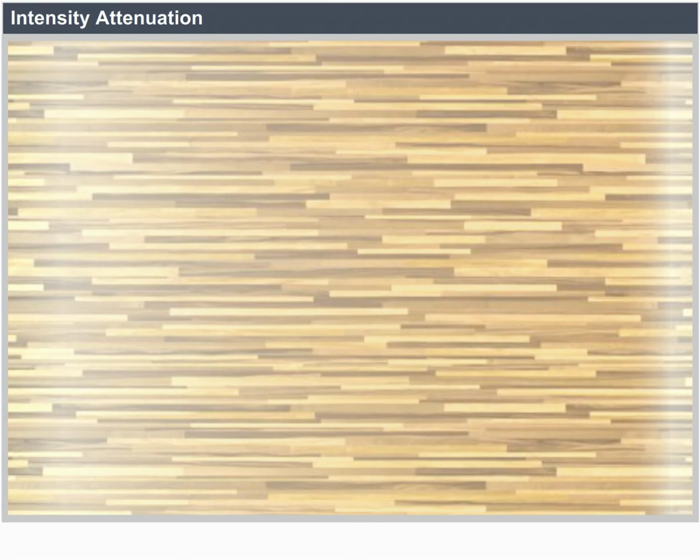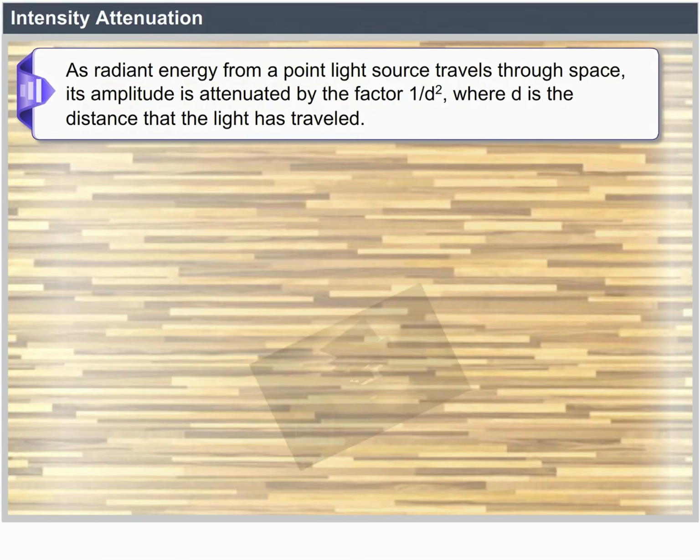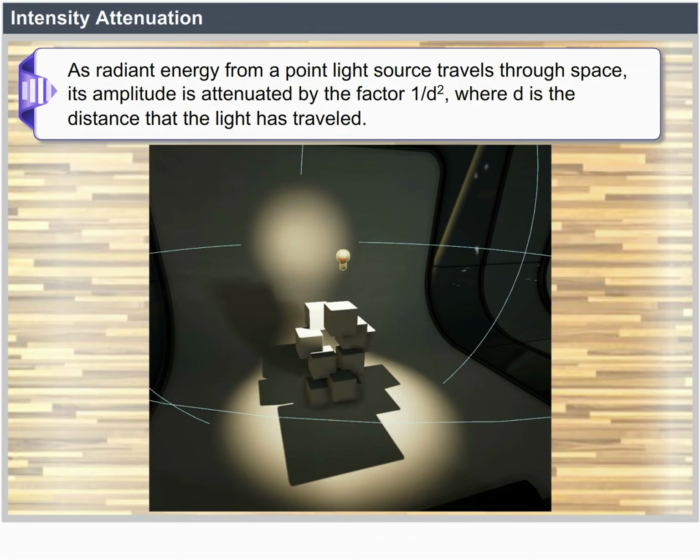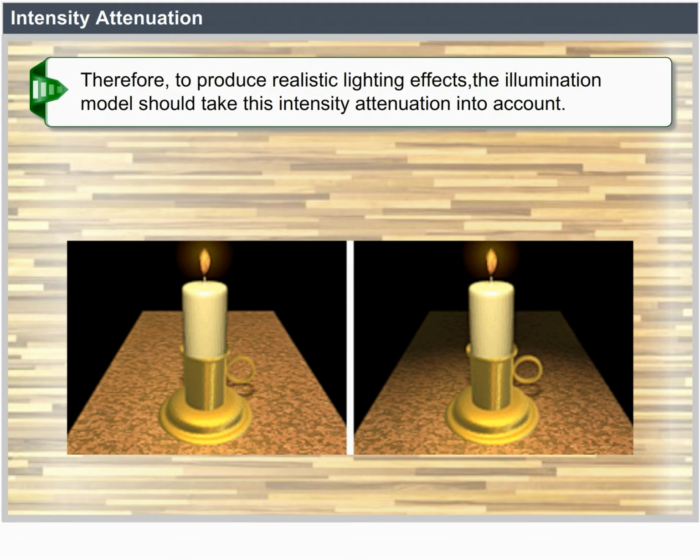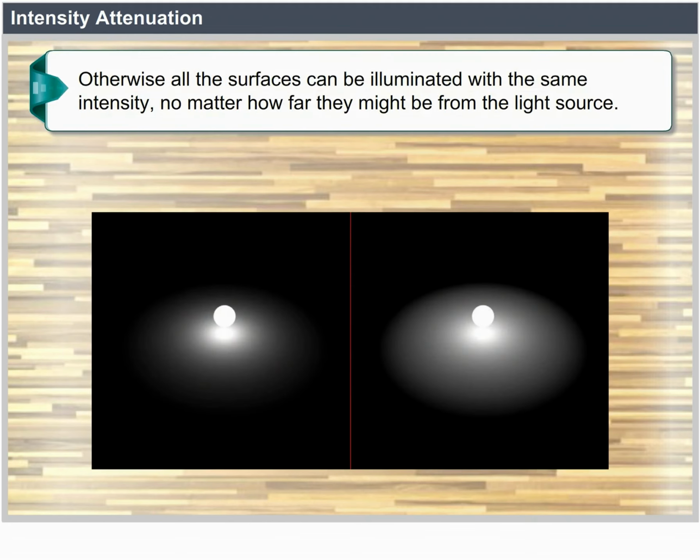Intensity attenuation. As radiant energy from a point light source travels through space, its amplitude is attenuated by the factor 1 by d squared, where d is the distance that the light has traveled. This means that the surface close to the light source, small d, receives a higher incident intensity from the source than a distant surface, large d. Therefore, to produce realistic lighting effects, our illumination model should take this intensity attenuation into account. Otherwise, we are illuminating all surfaces with the same intensity, no matter how far they might be from the light source.